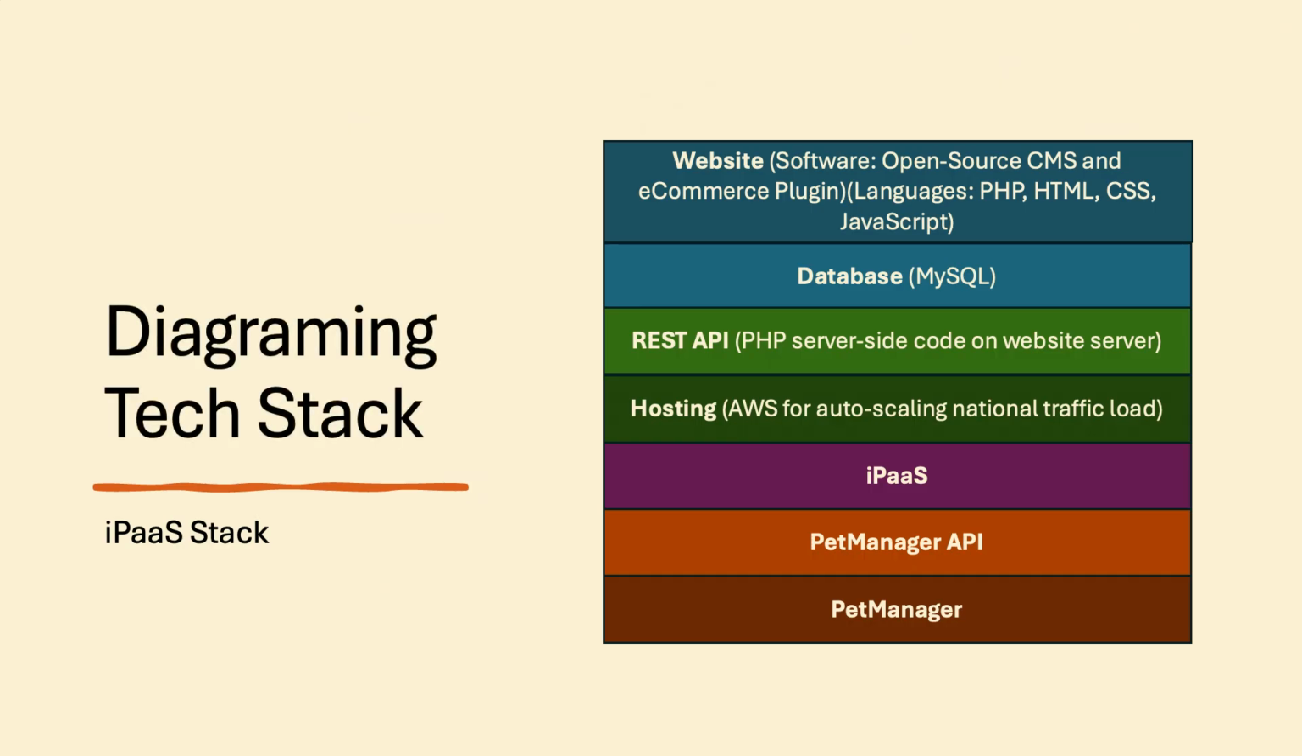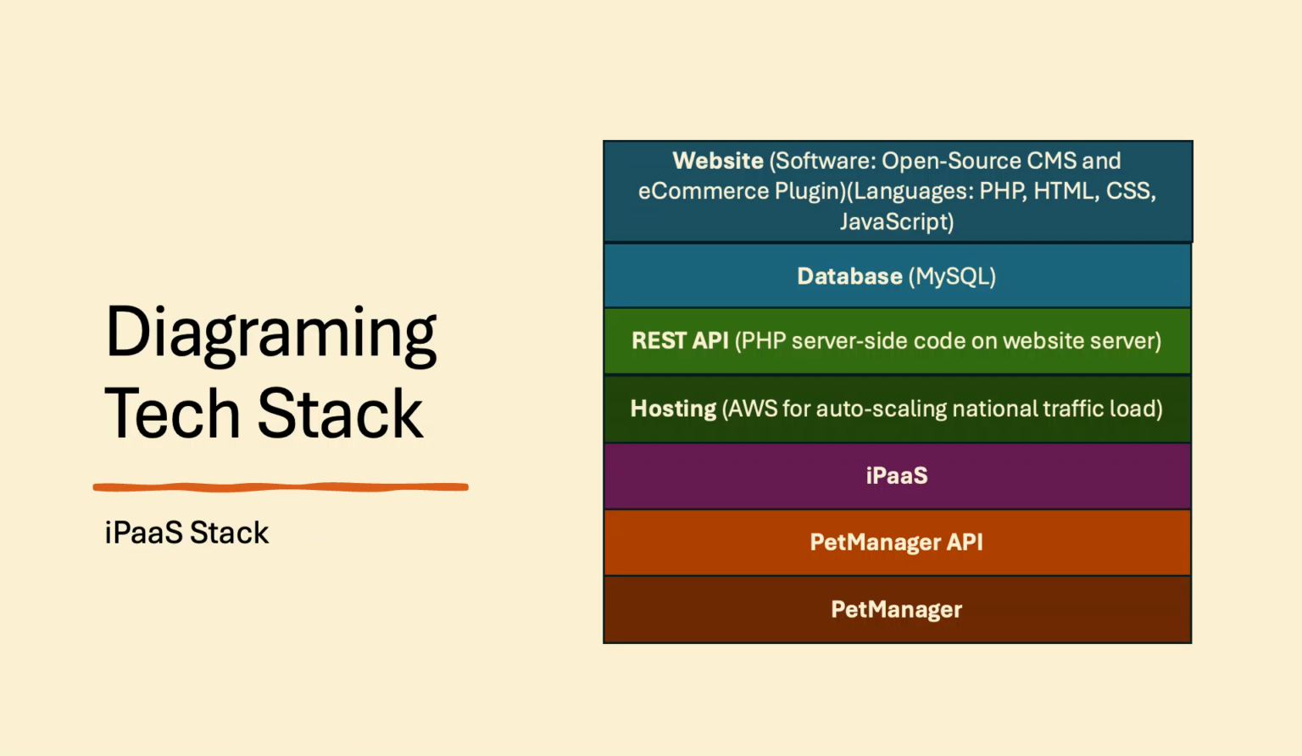So here we're looking at an iPaaS stack. This is just the technical stack. If you look at the website at the top and Pet Manager at the bottom, how do we get between those two systems? There's a few things in between. We've got a database that's storing some information. You've got a REST API. You've got a hosting platform that is hosting the website. You've got your iPaaS in the center at the purple level, and then the Pet Manager API.